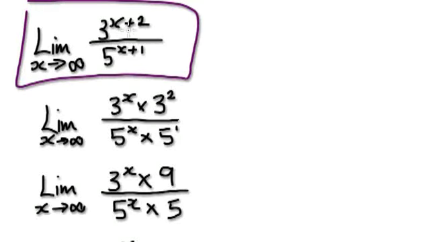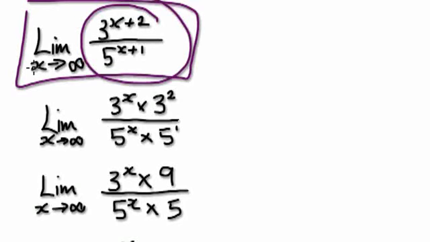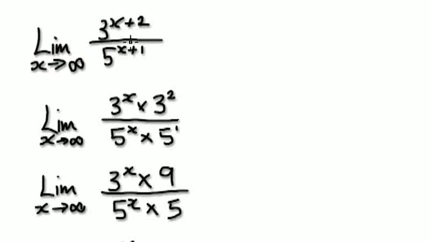So you start out with this here. You're trying to find out the limit of this as x tends towards positive infinity, meaning as x gets bigger and bigger, like 999 in here, 3 to the power of 999, or 5 to the power of 999. Well, anyway, rewrite this as this.